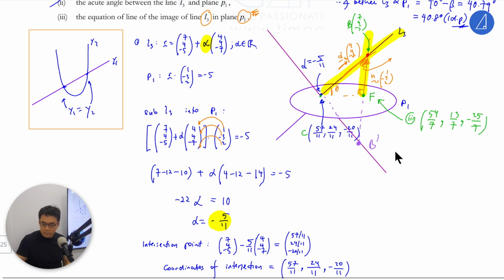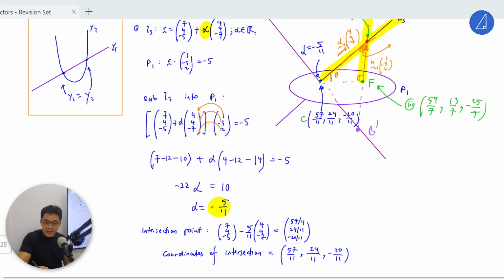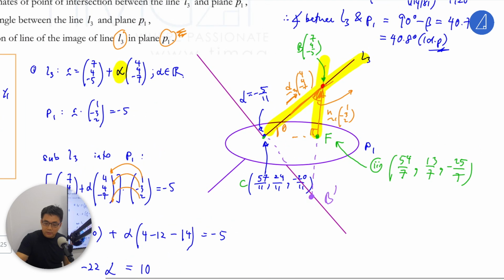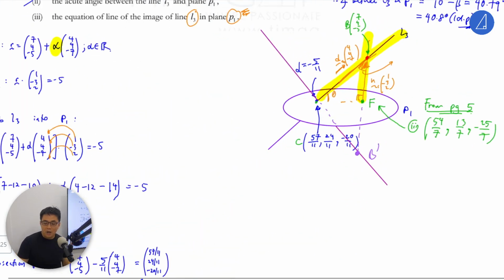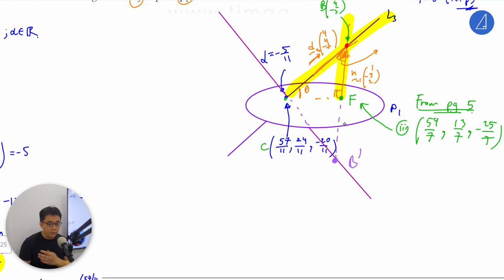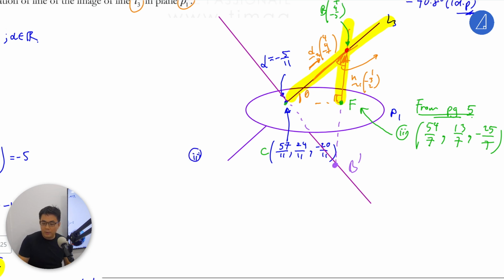Then from there, this is from page what? Write it down, from page 5. You can find B prime. Foot of perpendicular, we already know how to find. If you do not know how to find it, just refer to page 5. Anyway, part 3, what we need is the ratio theorem.